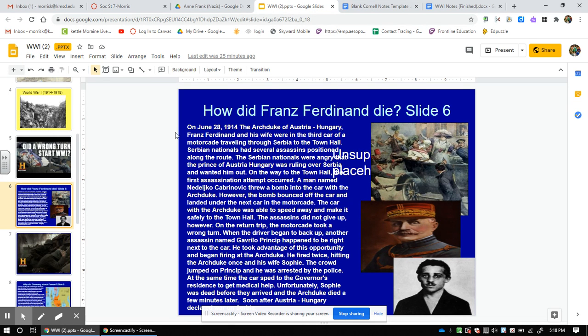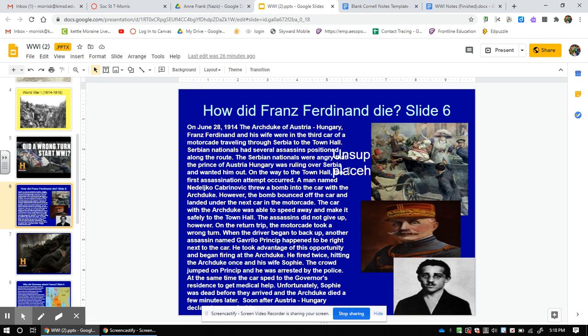So let me read this to you. On June 28th, 1914, Archduke of Austria-Hungary, Franz Ferdinand, and his wife were in the third car of a motorcade traveling through Serbia to the town hall. Serbian nationals had several assassins positioned along the route. They wanted to kill this guy. The Serbian nationals were angry that the Prince of Austria-Hungary was ruling over Serbia and wanted him out.